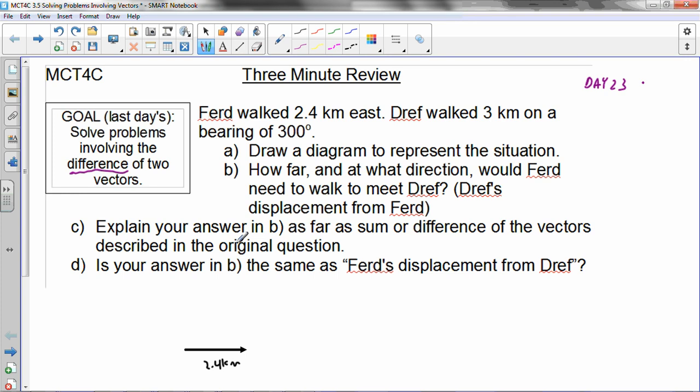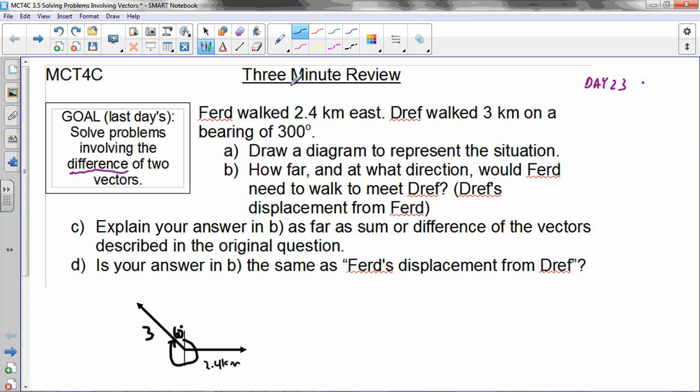And Dreff, I guess they started at the same spot, but it doesn't really say, walked on a bearing of 300 degrees. So remember, bearing's always from straight north, so it's over here somewhere, like this. And he walked for a little bit longer, 3 kilometers, where this angle is 60 degrees, right? Because all the way around is 360, so 360 minus 60 is 300, right? So this angle here is 60. And this is Dreff's walk, which is 3 kilometers.